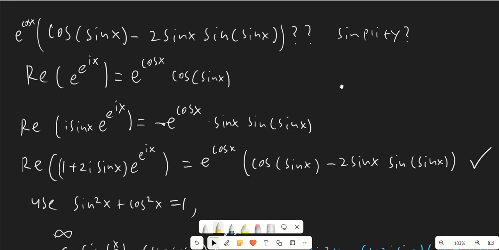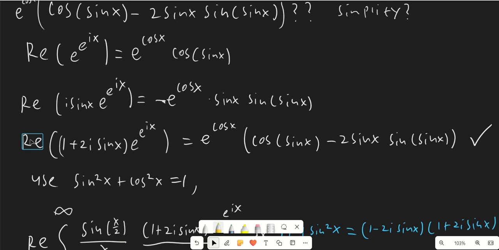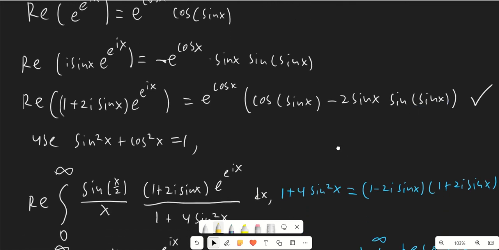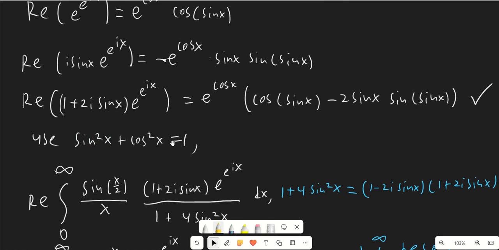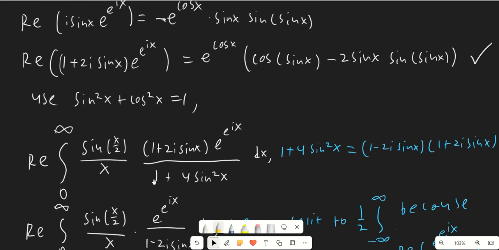So now if we instead take the real part of 1 plus 2i sine of x times e to the ix, and finally, when we take the real part, we get e to the cosine of x times cosine sine of x minus 2 sine of x times sine of x, which is exactly what we had at the beginning. We're also going to use the fact that sine squared of x plus cosine squared of x equals 1 in order to simplify the denominator here.